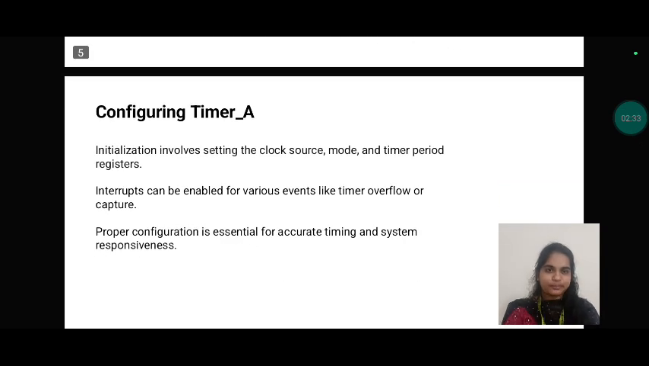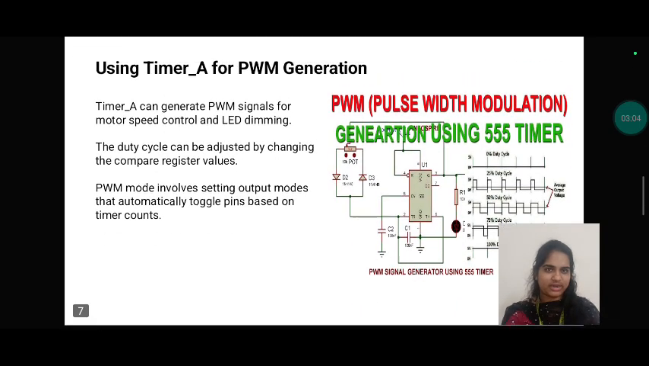Configuration of Timer A. Initialization involves setting the clock source, the mode and the timer period registers. Interrupts can be enabled for various events like timer overflows and captures. Proper configuration is essential for accurate timing and system responsiveness. This includes the different overflow and capture settings, clock sources, mode and timer period registers.